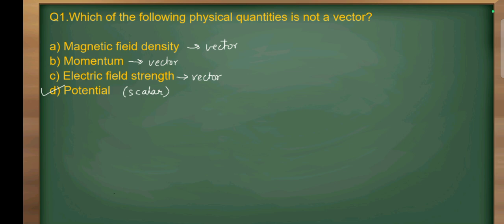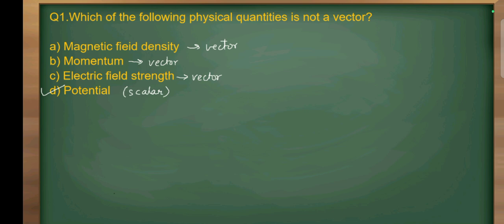Momentum is mass times velocity, where velocity is a vector, so momentum is also a vector quantity. Electric field is force experienced by unit charge. So force is a vector, so electric field is also a vector. Since potential is represented in dot product, potential is a scalar quantity. As we know, vector quantities are represented with cross product and scalars are represented with dot product. So its answer is option D, potential, that is a scalar quantity.